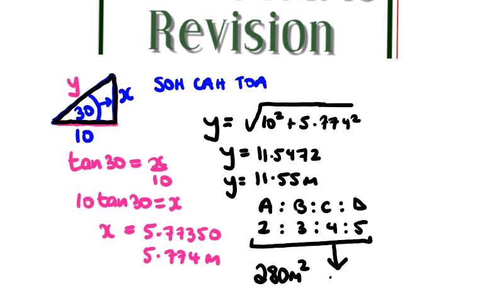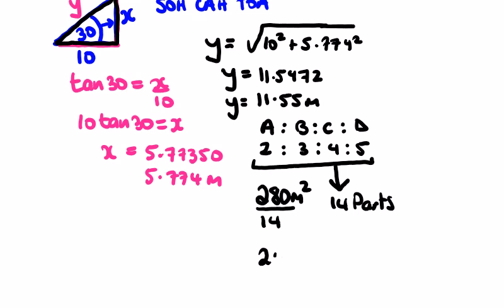Let's say we need to cover 280 meters squared with this material that has 4 different components. If we add these numbers together, we're going to get 14. So there's 14 parts to the ratio. So if we divide 280 by 14, we get 20, which would be equal to 1 part.